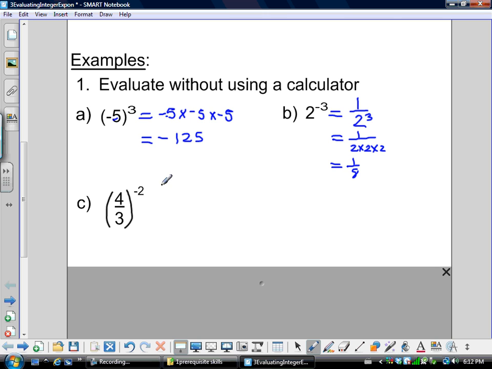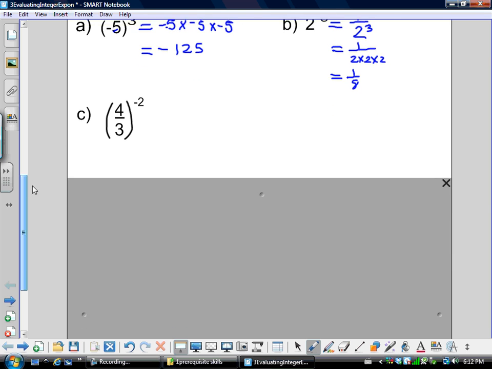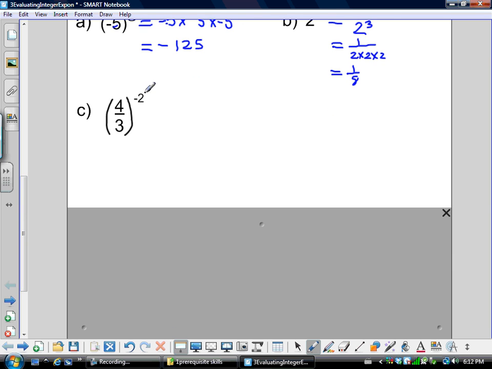Now let's look at the last one in this set of questions. Again, I have a negative power, and what's going on with that negative power is I have a fraction already.